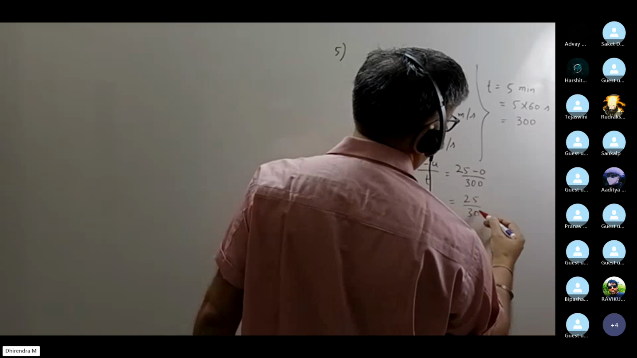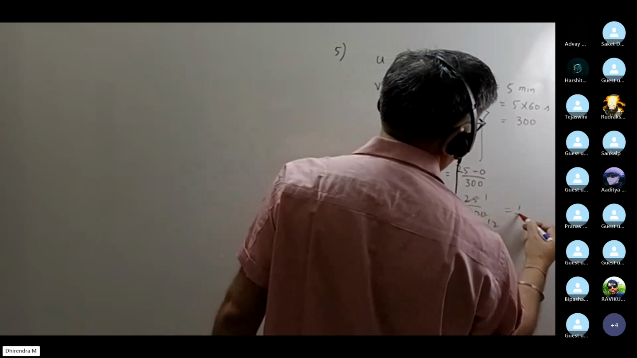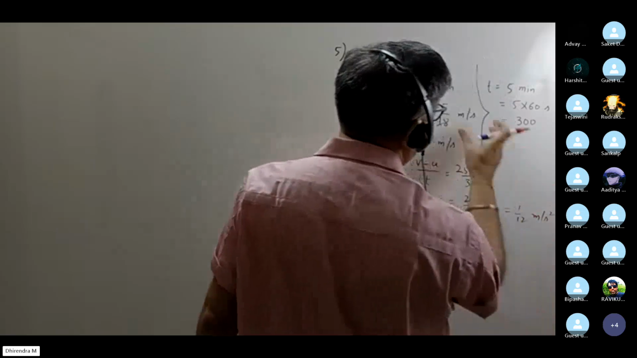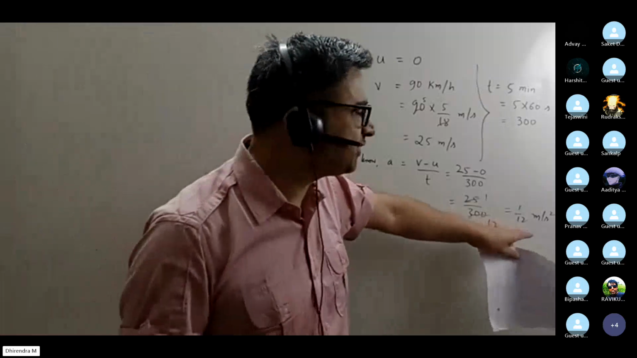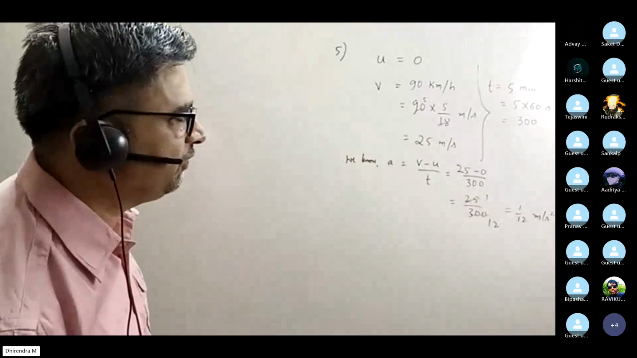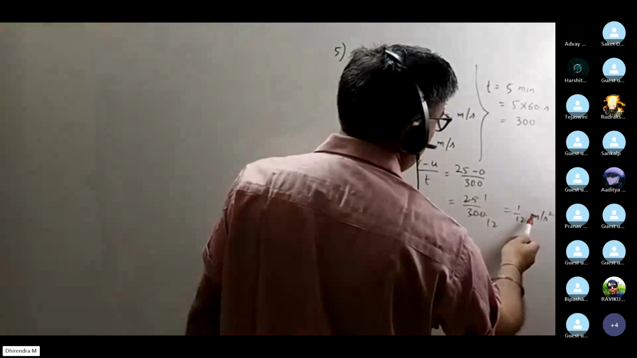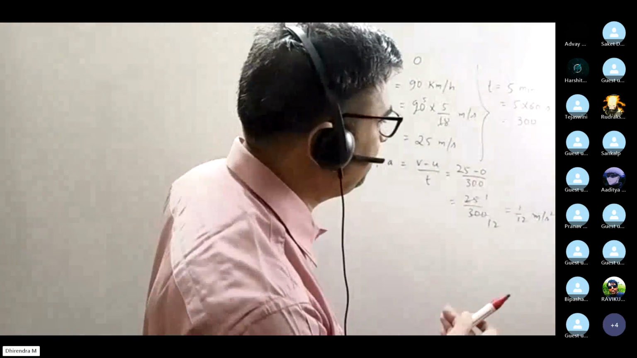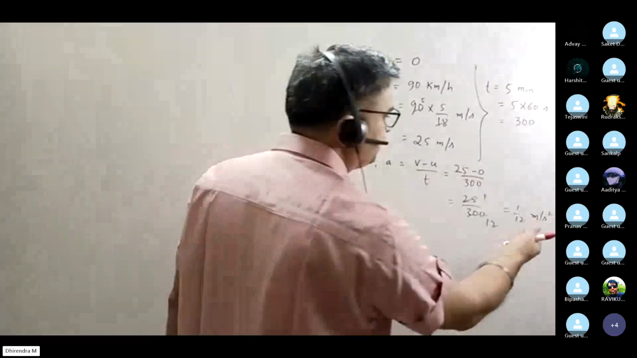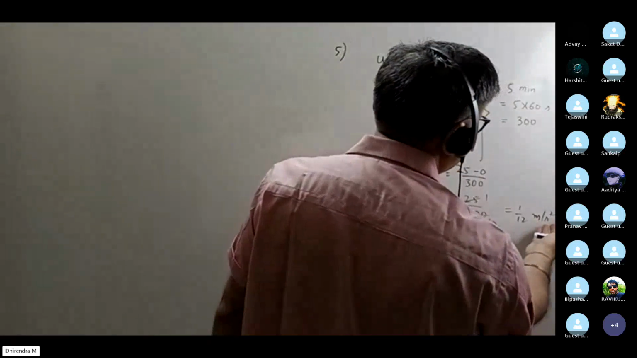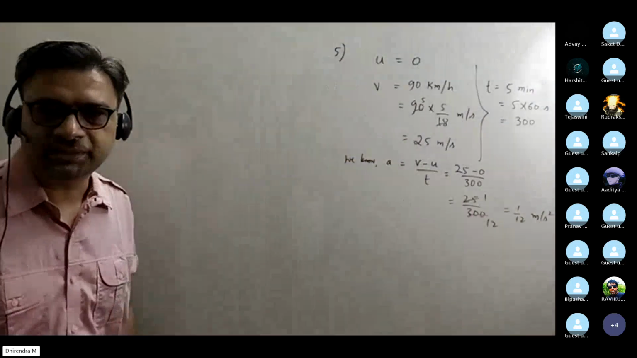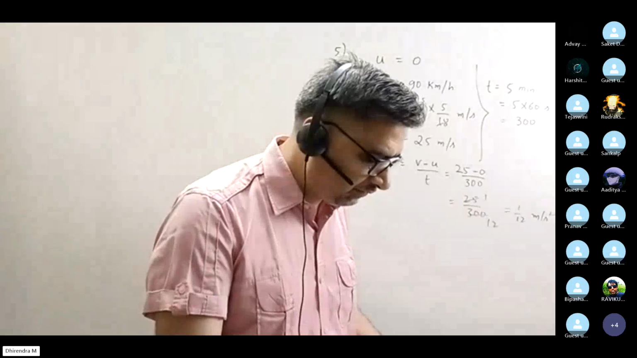25 by 300, folks, is 1 by 12 meter per second square. We could have kept it in kilometer per hour, which looks a little weird, but that's fine. In kilometer per hour, it will give you some other value, but this should be fine. So meter per second square is the acceleration, right? If you convert this, you don't have to. This is fine. Okay, so are we good with number 5 as well?